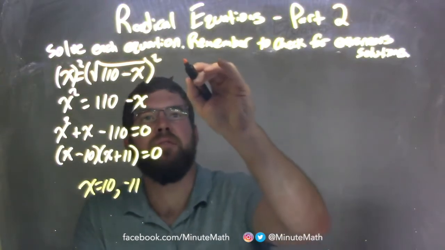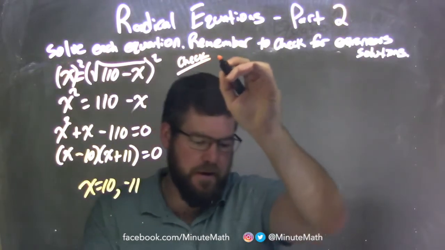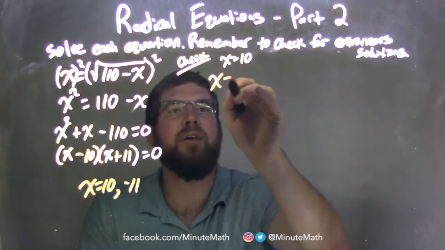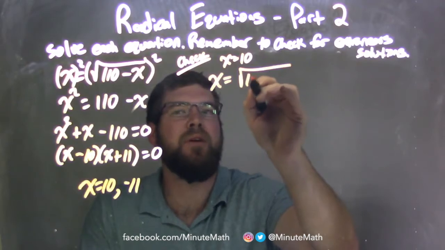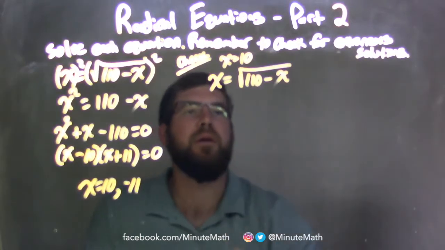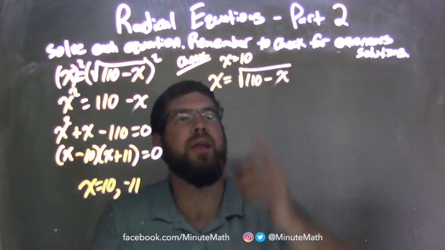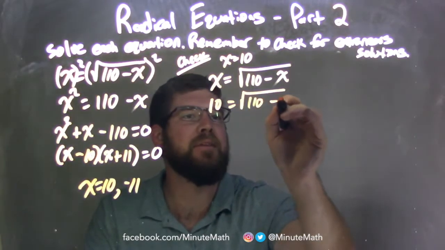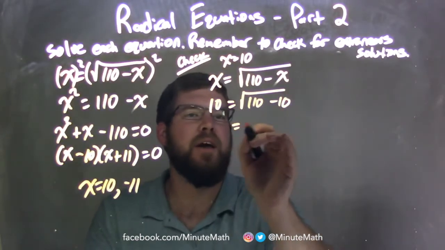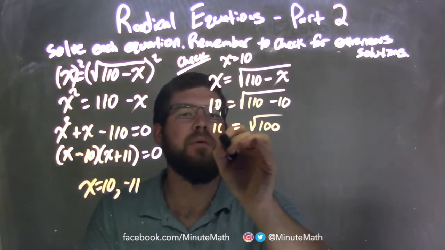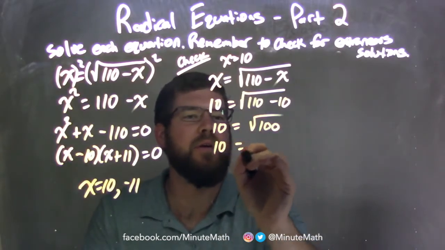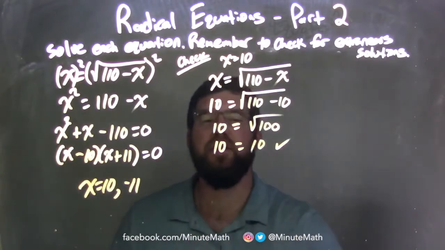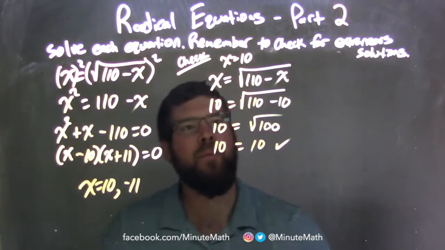So now I need to check these for extraneous solutions. So let's do our check here. First one, x equals 10. Well, x equals the square root, I rewrite the equation, right, of 110 minus x. And then I substitute it in, both of the x's. So 110 minus 10 is 100. Square root of 100 is just 10. Left and right hand side are equal. Fantastic, looking good. x equals 10 is a real solution, but I've got one more to check.